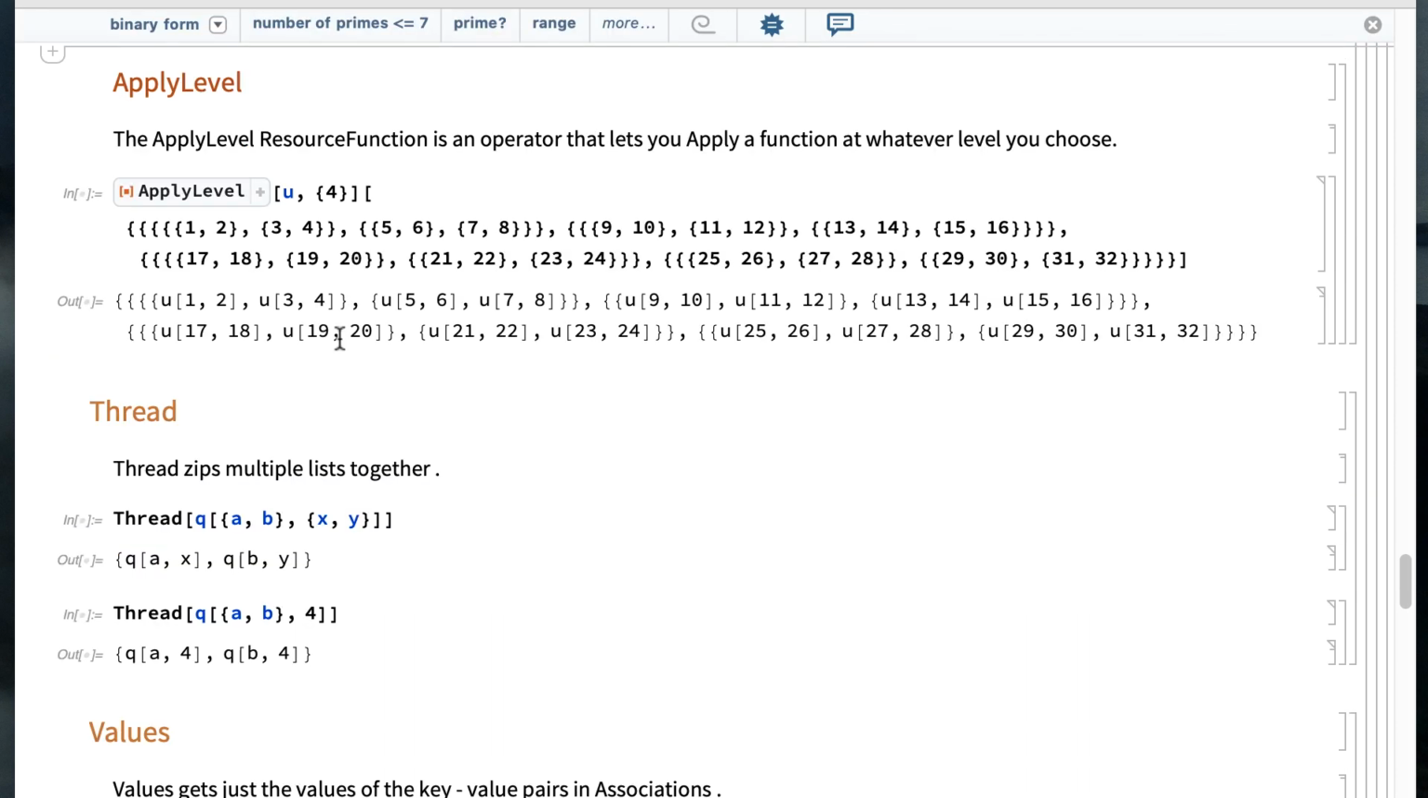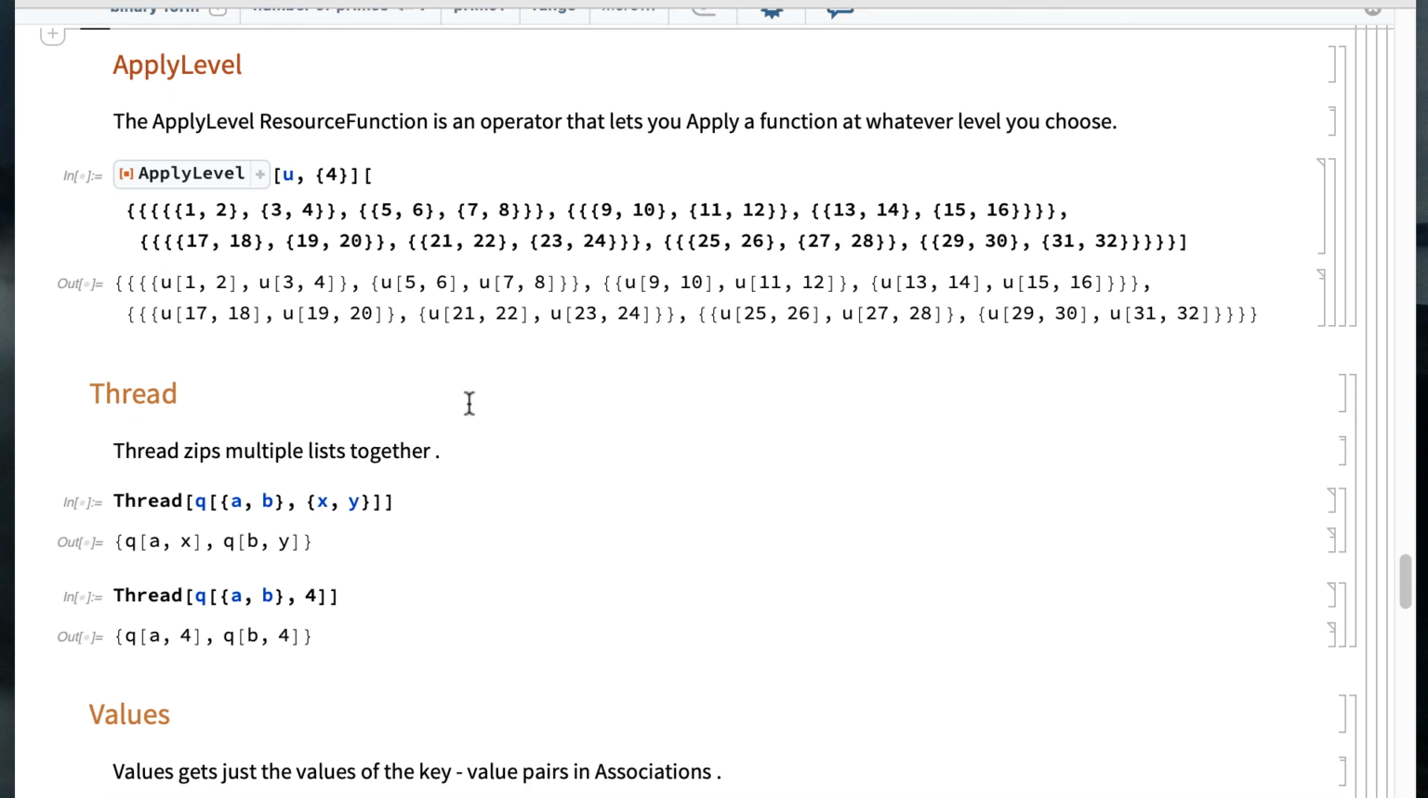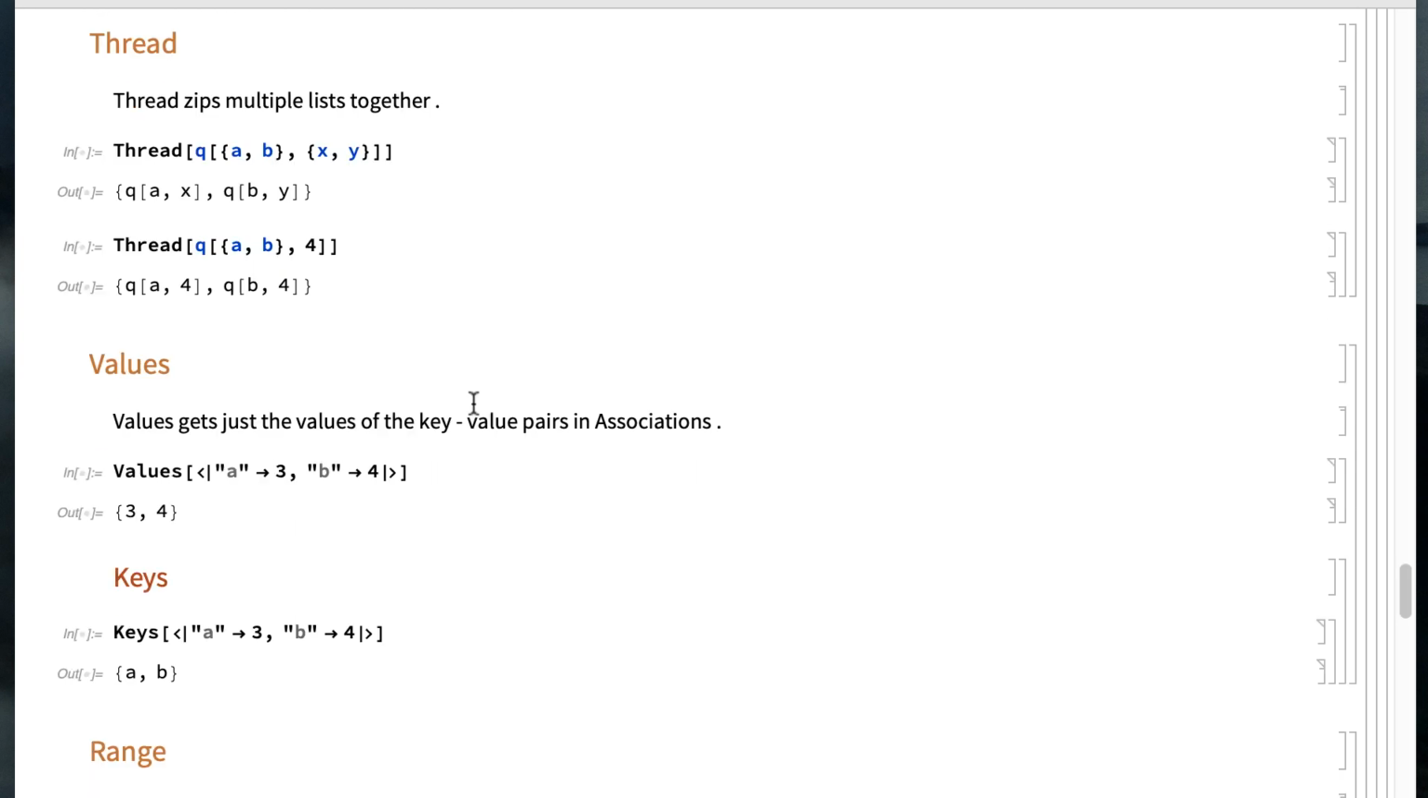Apply has a cousin, the resource function ApplyLevel, written by yours truly, that lets you apply a function, in this case, the abstract function u, at whatever level you want. And so here we have some highly nested thingy. At the end of the day, I want u of 1, 2, u of 3, 4, etc. And ApplyLevel lets you do that. You'll see me ApplyLeveling a lot.